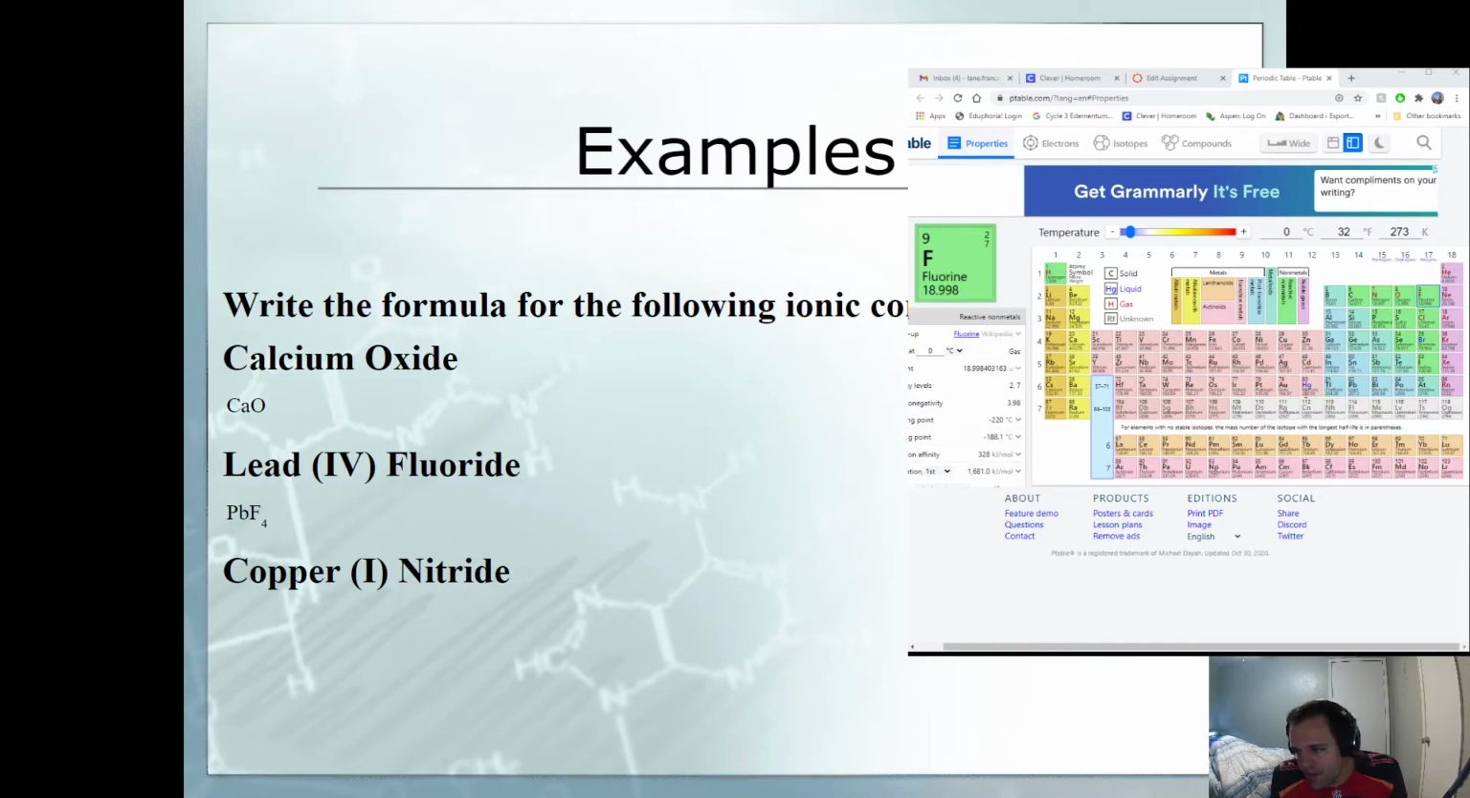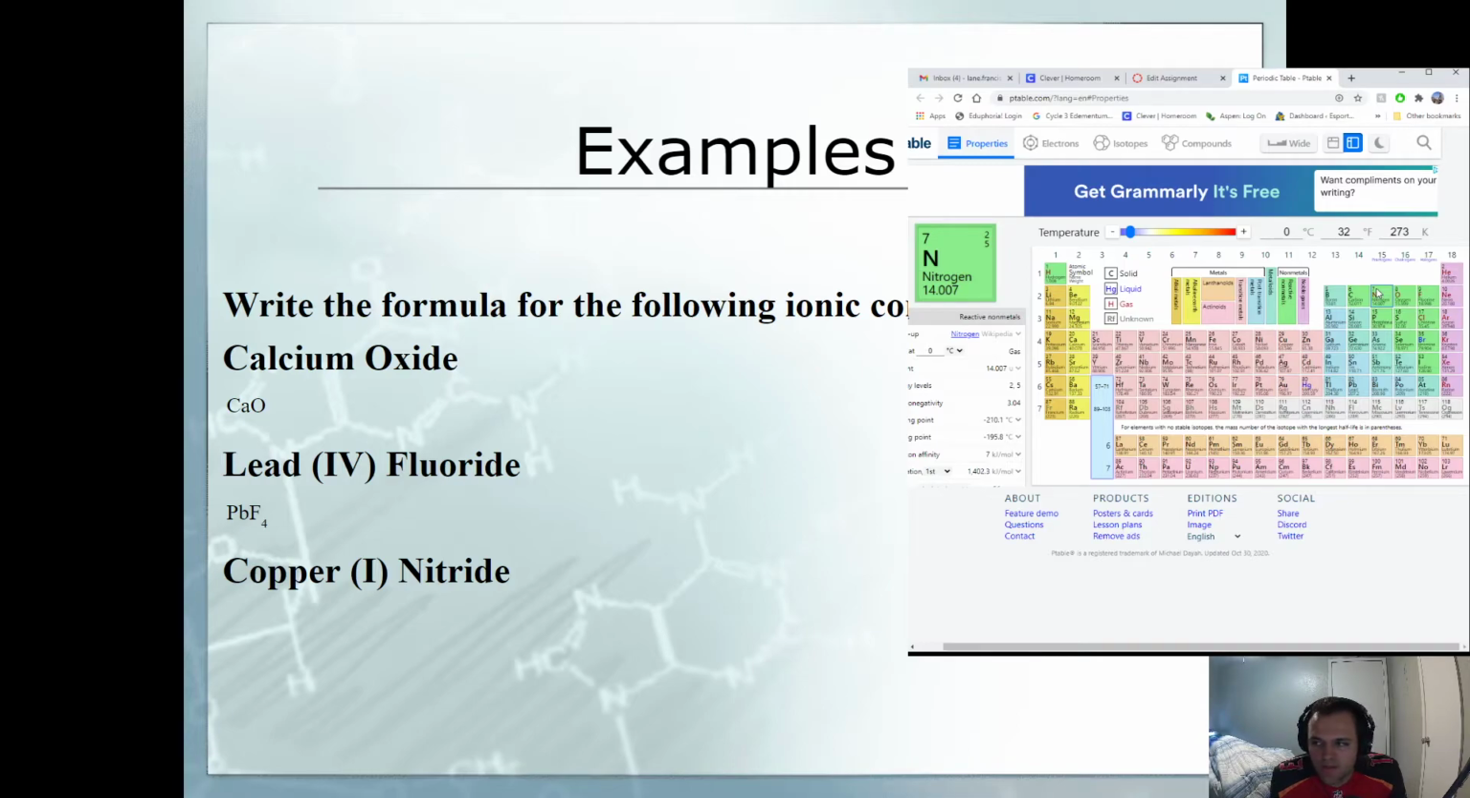All right, and this last one, copper 1 nitride. So we'll find copper on the periodic table so that we can know its symbol. It's right here. Its symbol is Cu. All right, we know it's going to have a charge of +1 because that's the Roman numerals that we've been given. And then nitride tells us that our anion is going to be nitrogen.